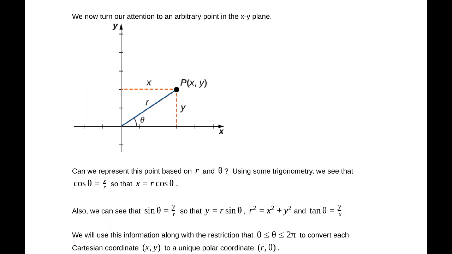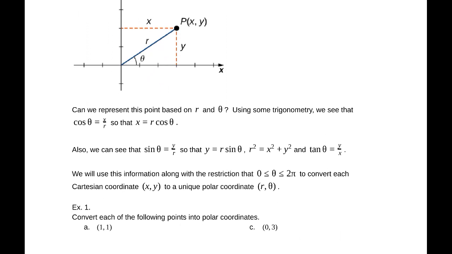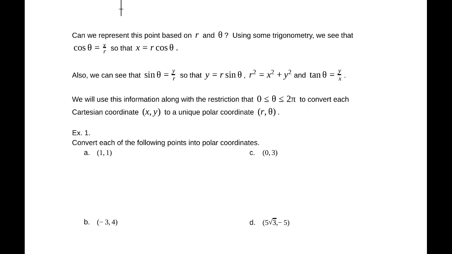So we want to take that information along with the restriction that our theta, our angle, is between 0 and 2 pi, and we are going to convert each of these points that we're given, xy, into a unique polar coordinate, r theta. So we're going to use these bits of information very much. So first, the point 1, 1. This is in our xy plane.